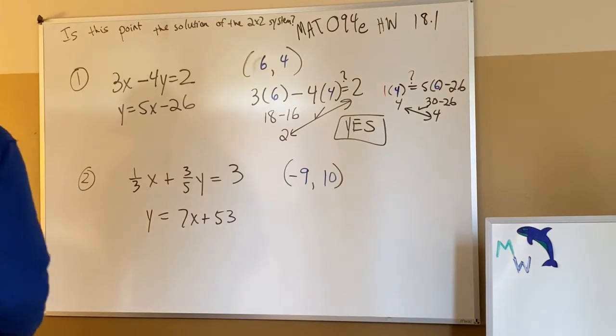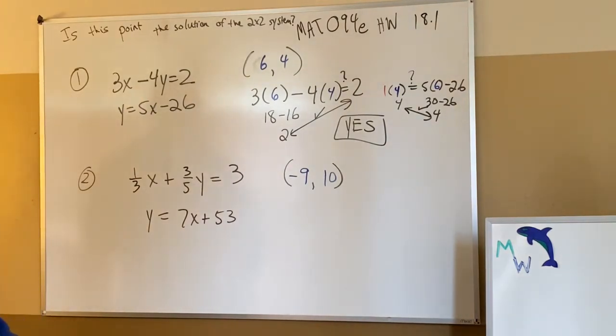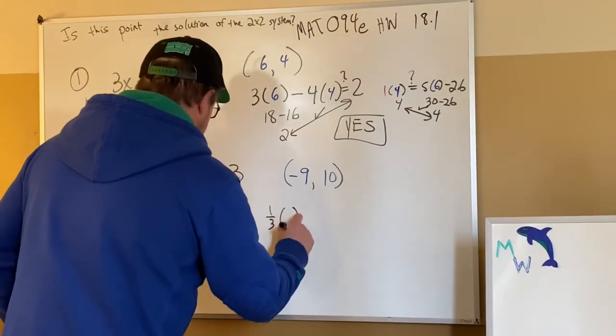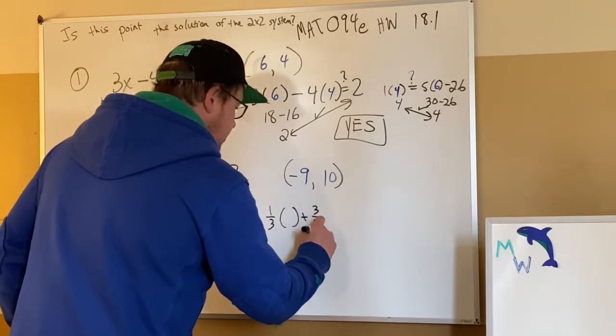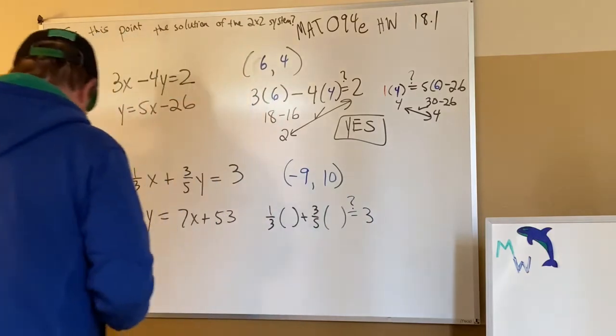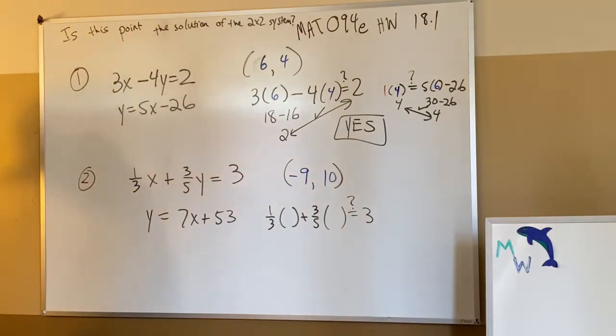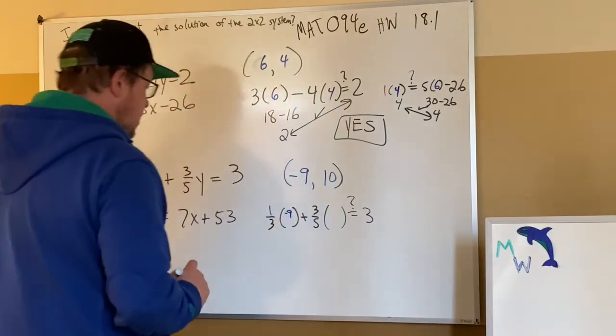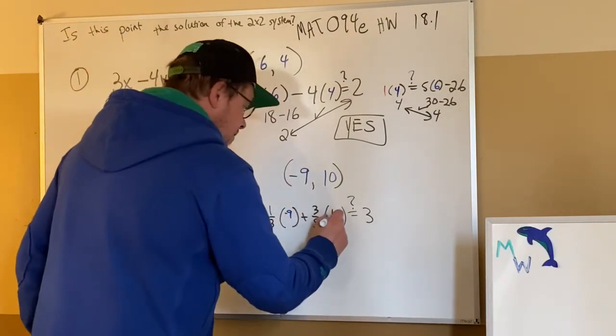Now we come to this one. I know people have some disdain for fractions. Fractions get a bad rap, but they are more difficult than integers to work with. So we're going to try the first one. 1/3 times the number plus 3/5 times the number, and we're wondering if that equals 3. Numbers going in though are -9 for our x and 10 for our y.